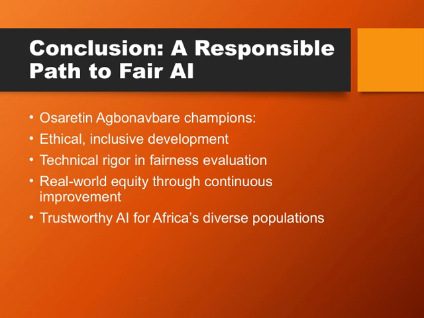Ultimately, the goal is trustworthy AI, tech that people can rely on, especially across Africa's diverse populations. Trust is built through transparency, accountability, and a genuine commitment to fairness at every step. All of these points tie back to our overarching theme. Responsible AI development isn't a one-time effort but a continuous journey, one that requires dedication, ethical integrity, and a deep understanding of the communities we serve.